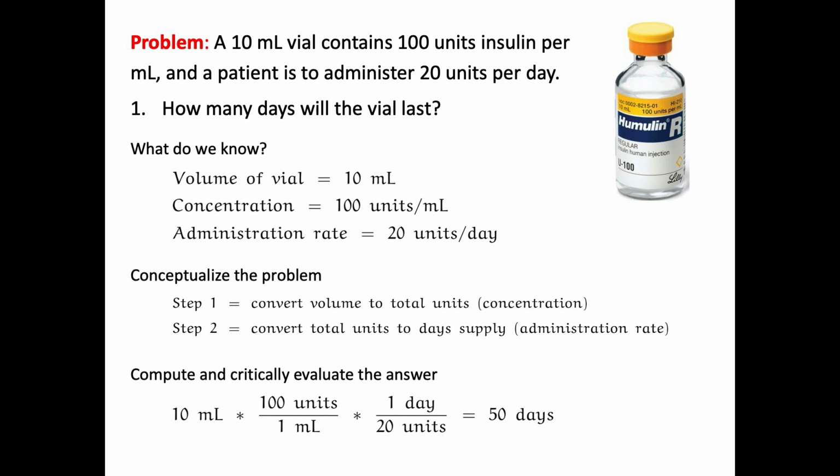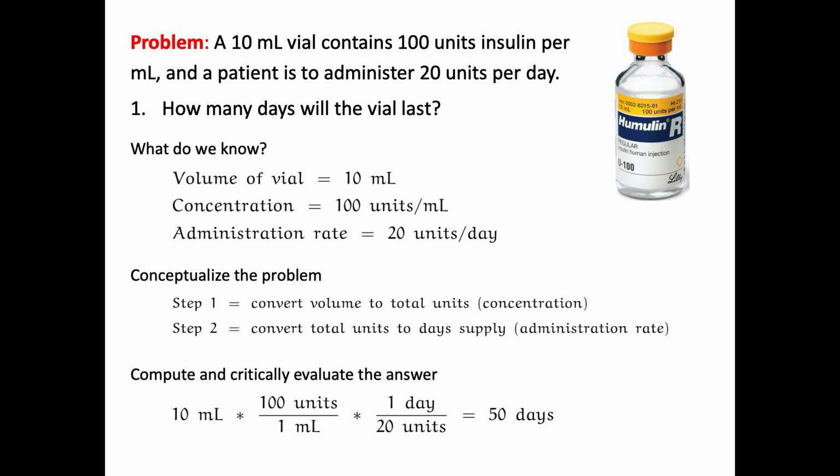So we would take 10 milliliters times the concentration expressed as 100 units per milliliter. That way the units of milliliters cancel, okay? And then we're in units. Then we can multiply by the administration rate, but expressed as per every 1 day over 20 units. And we do it that way so that the units of units cancel and we're left in days. And that's why, again, with the dimensional analysis, by setting it up this way, even before you do the math, you can see milliliters will cancel, units will cancel, and my final answer will be in days.